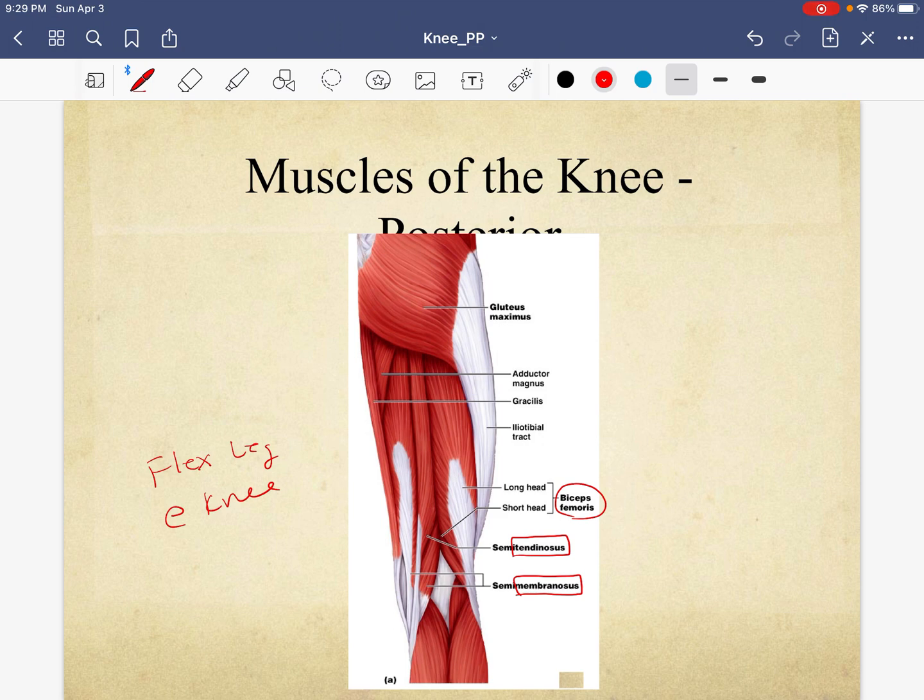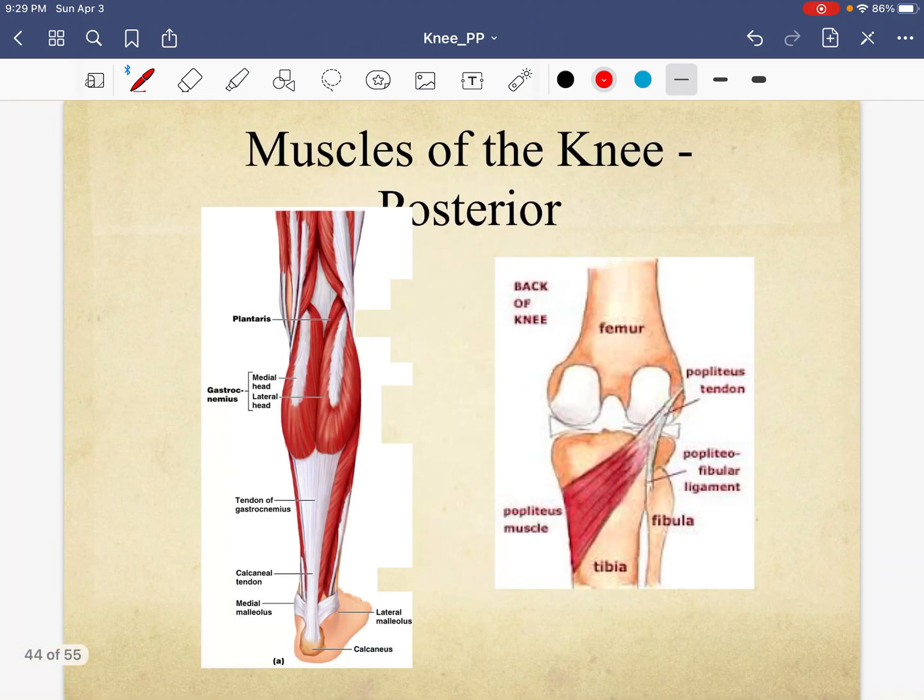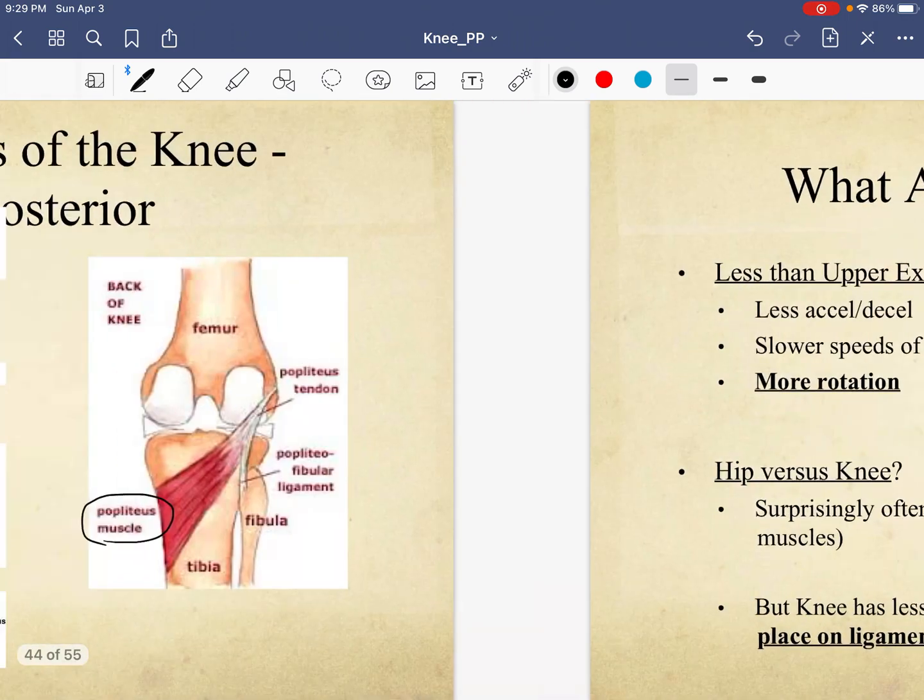As an aside, some of these muscles can also assist with tibial rotation, but you don't need to know that. I already mentioned the popliteus. The popliteus is the muscle that does internal rotation of the tibia to unlock, quote unquote, the knee joint. The popliteus can also assist with knee flexion, but certainly its primary motion is unlocking the knee.